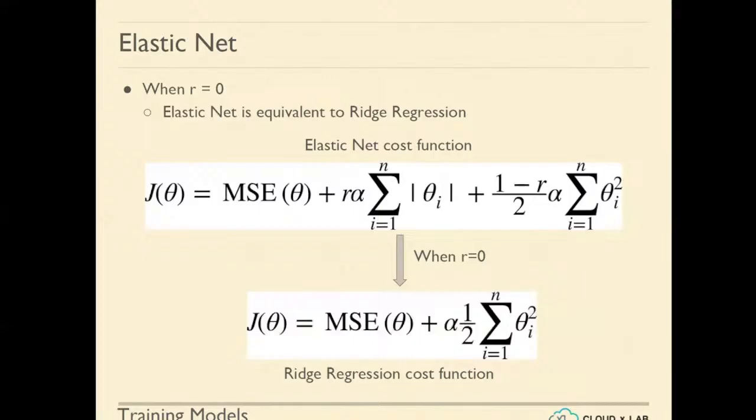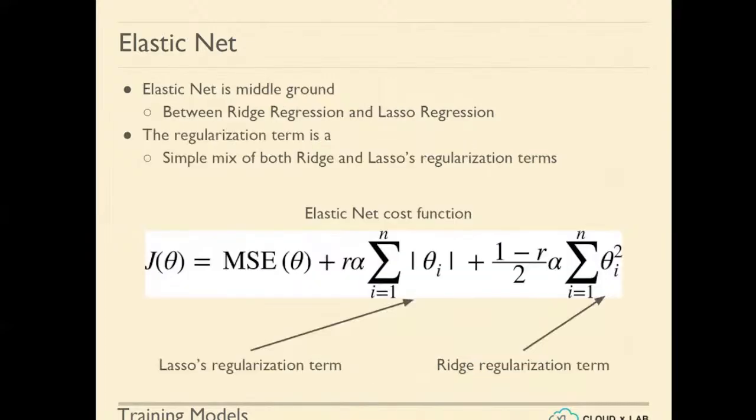Okay. What is this R value? In the case of elastic net, we have two hyperparameters, alpha and R, right? The alpha hyperparameter we use to give weightage to the regularization term, and the R hyperparameter we use to trade off between L1 and L2, right?